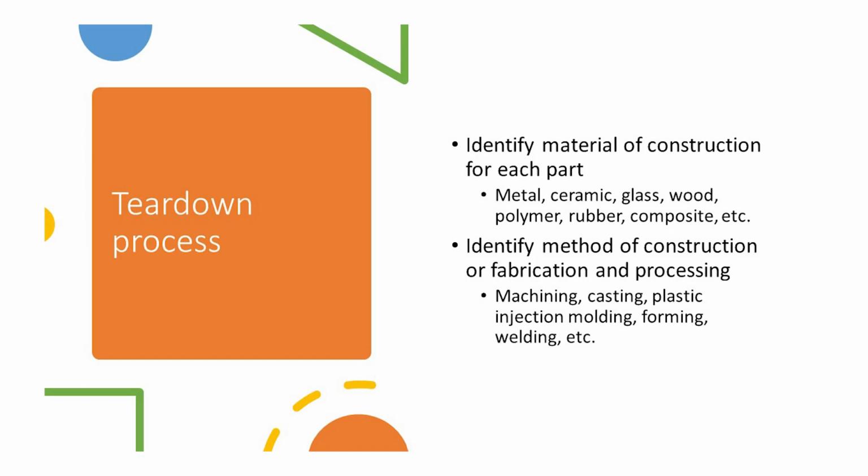Then you want to be identifying the method of construction or fabrication and processing. Okay, so, how was this shape realized? Did we use casting, forming, welding, machining, 3D printing, injection molding? What did we use to make the part? So, identify the method of construction or fabrication and processing. So, it could be machining, casting, plastic injection molding, forming, welding, all sorts of manufacturing process. So, these are processes you might have learnt in your first year of engineering.